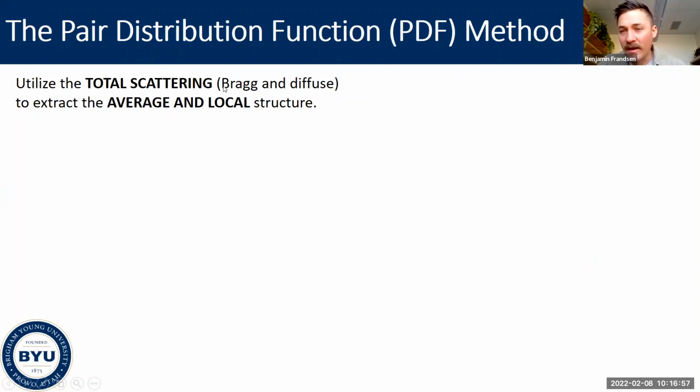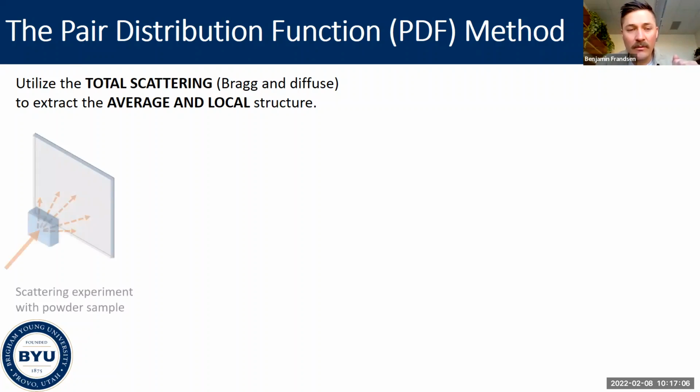So the Bragg scattering and the diffuse scattering, we don't throw any of it away. And with that, we can extract both the average and local structure. And we do that once again by doing our scattering experiment. Typically, we do this on powder samples, X-rays or neutrons.